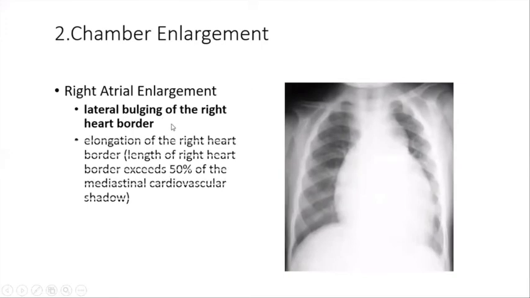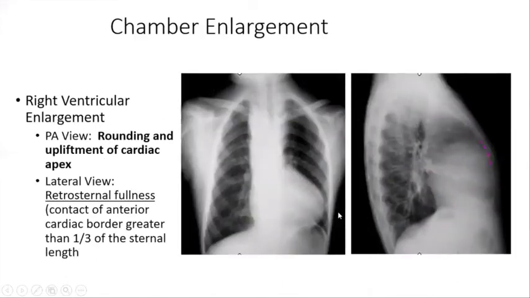Now chamber enlargement. Right atrial enlargement: we can see prominent bulging of the right heart border on the PA view. Now right ventricular enlargement: there is rounding and upliftment of the right border of the heart on the PA view. Similarly, on the lateral view, there is retrosternal fullness. In the right ventricle, there is rounding and upliftment of the apex of the heart, while in the left ventricle, the apex of the heart is displaced inferiorly and laterally. This is right, and this is left ventricular enlargement. We will discuss it in a later slide.